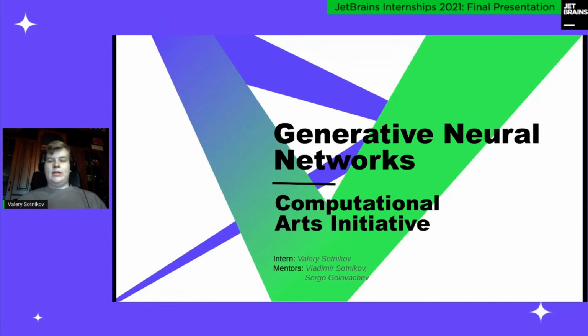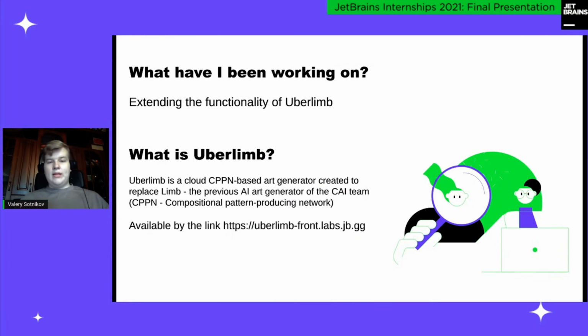My main task for the last 2 months has been to expand the functionality of Uberlimb. What is Uberlimb? Uberlimb is a neural network ad generator. This generator was created to replace Limb, the previous generator created by computational ads initiative team. In my opinion, Uberlimb is an endless source of images for various design solutions. It's available for everyone by the link. You can try to generate some images. You can see the link on the slide.